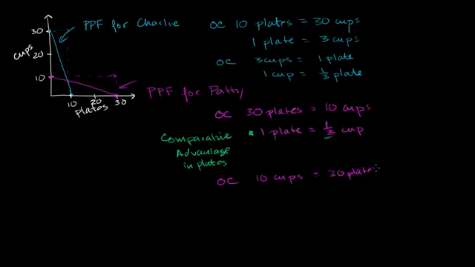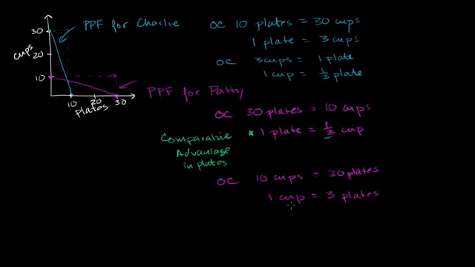30 plates. If you divide both sides by 10, the opportunity cost of 1 cup is equal to 3 plates. And obviously, and we've talked about this before, the opportunity cost of one incremental unit is the same thing as the marginal cost of a cup.